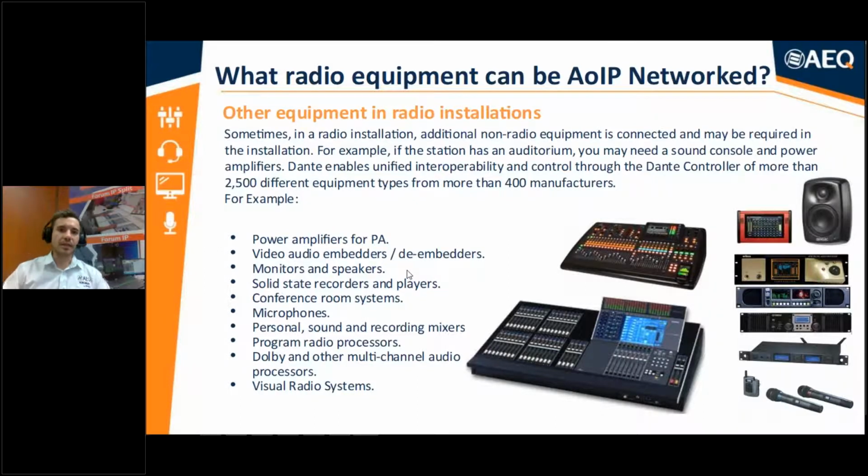As you can see here, the list is quite large, but anyway, Julian will join us in a couple of seconds. He will explain more deeply all the products that are able to work with Dante. So a short list, just to go quite briefly through it. You have any kind of equipment that you may need with the Dante protocol: power amplifiers, video embedders, monitors, speakers, microphones, visual radio systems, personal sound recording mixers. Everything you may need to build your radio station and to migrate to the IP world, you will have it.